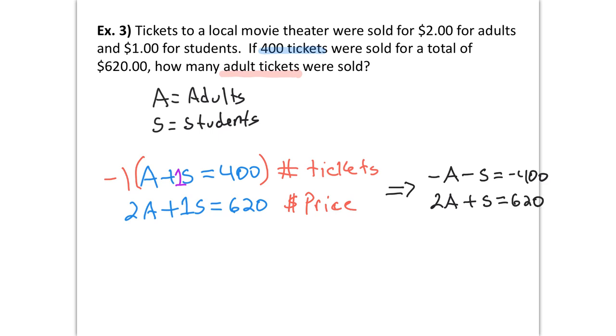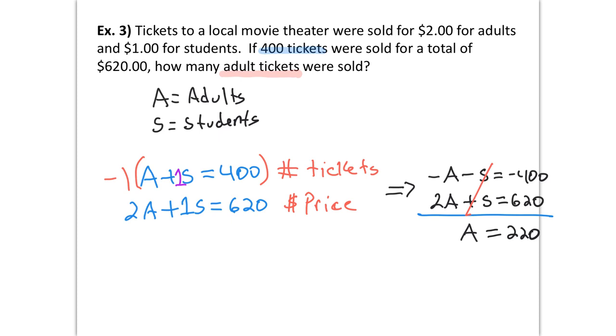Notice I'm not using the 1 next to the s. We don't need it, but we know there's a 1. So I'm going to add the 2 equations, and the s cancels. Negative a plus 2a, that's 1a. And on the other side, negative 400 plus 620, 220. And that is the answer.